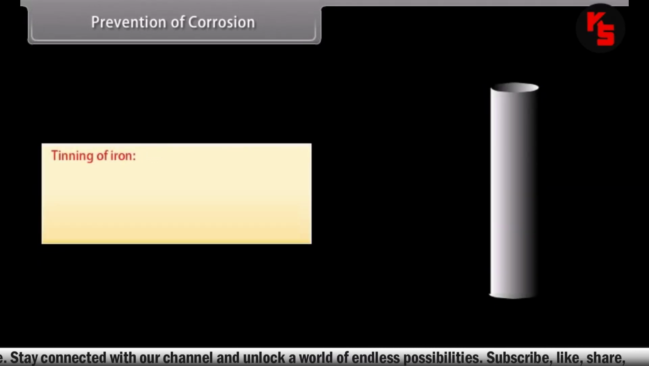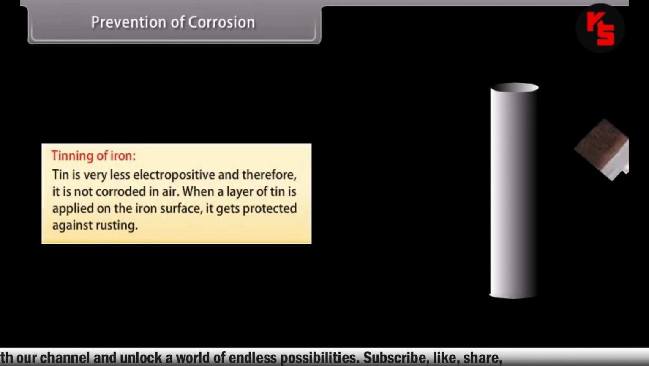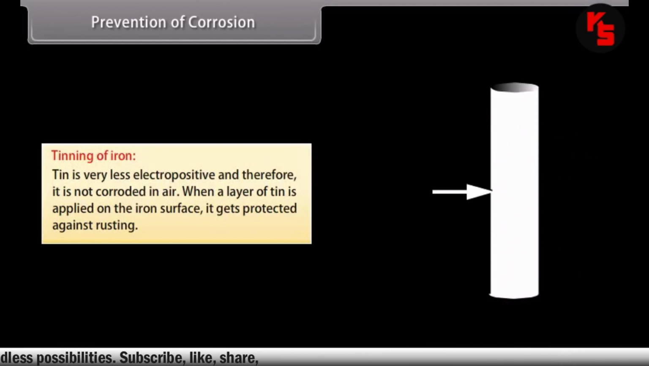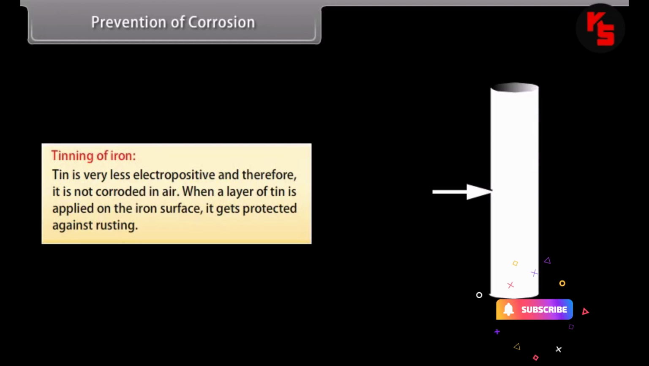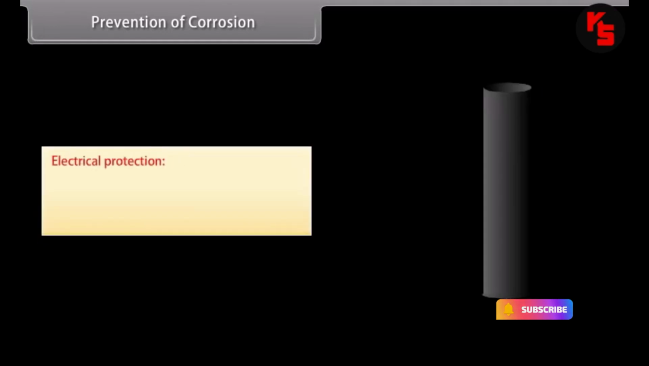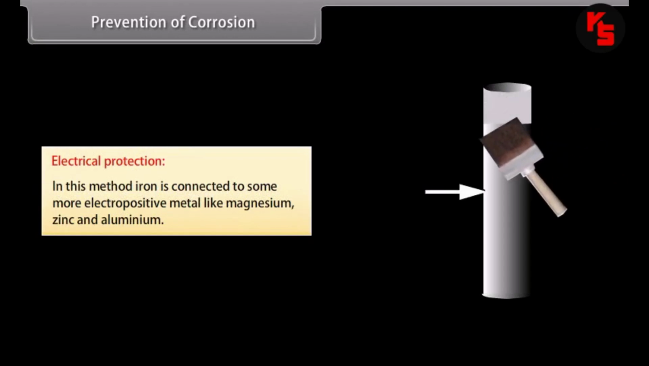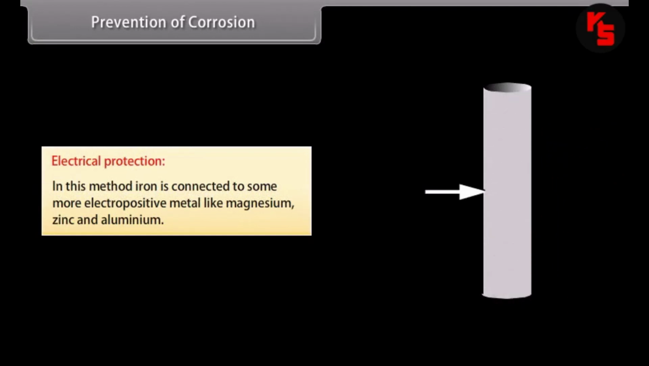Tinning of iron. Tin is very less electropositive and therefore it is not corroded in air. When a layer of tin is applied on the iron surface, it gets protected against rusting. Electrical protection. In this method, iron is connected to some more electropositive metal like magnesium, zinc and aluminium.